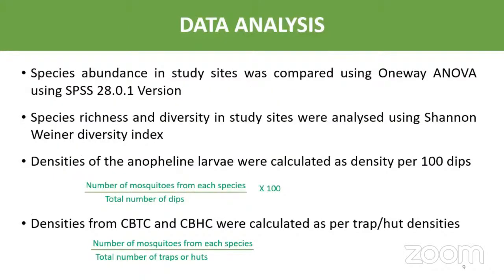Data analysis. Species abundance in study sites was compared using one-way ANOVA using SPSS. Species richness and diversity in study sites were analyzed using the Shannon-Wiener Diversity Index. Larval densities were calculated as density per 100 dips. Adult mosquito densities were calculated as per trap and per hut densities.